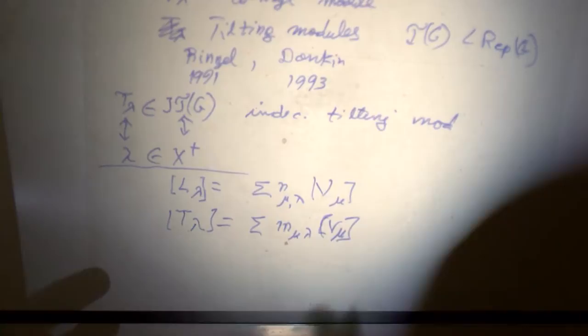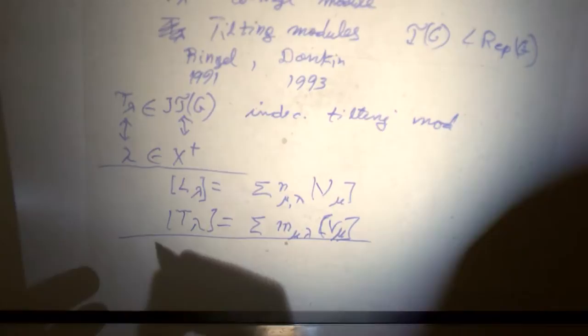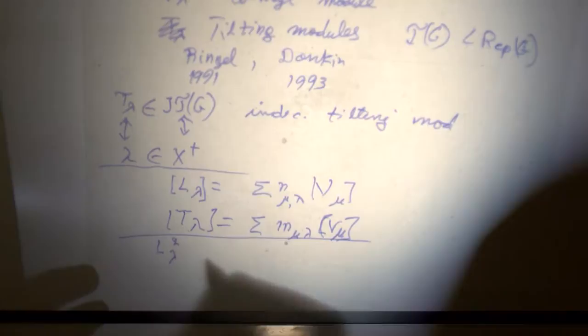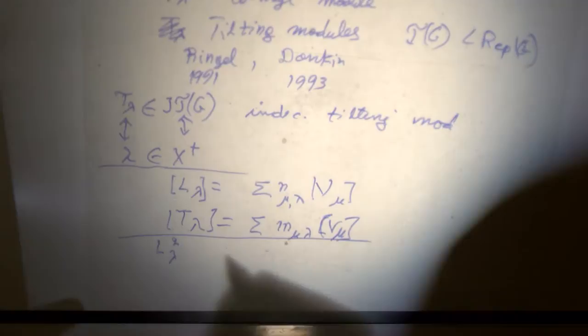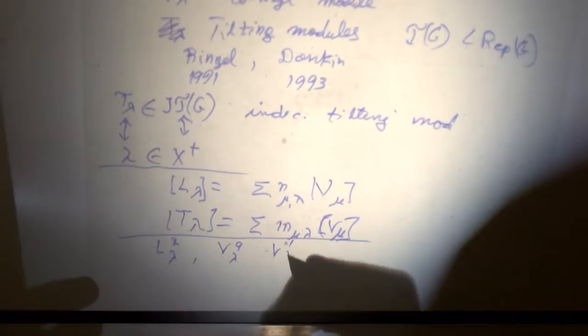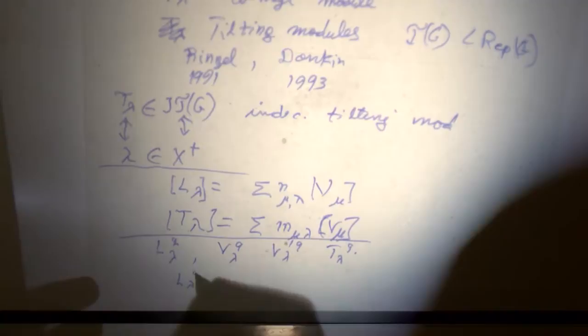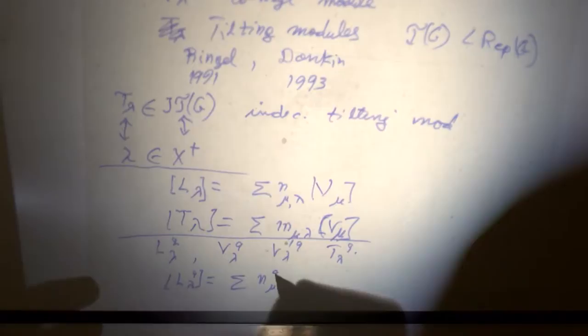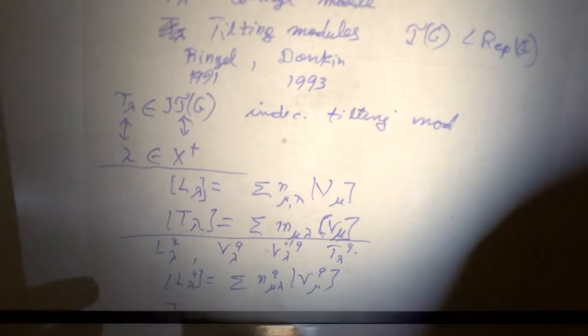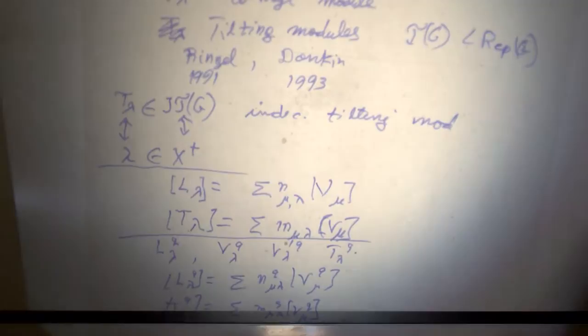Now what is known? First, the analogs of these things for quantum groups. Suppose you look at the quantum group at a root of unity, and that has objects analogous to each of these four objects: L_q lambda, V_q lambda, V prime_q lambda, T_q lambda. And then there are also similar multiplicity matrices. So these are the quantum analogs.